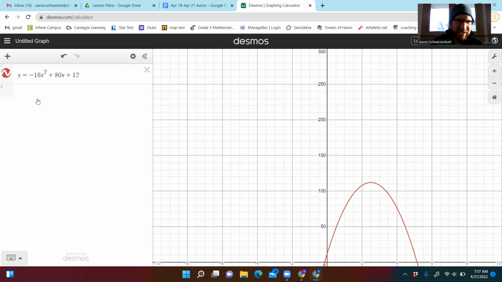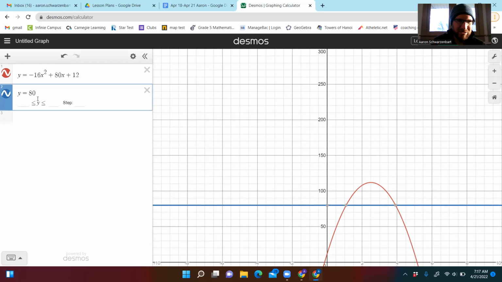But if I want to get, say, what time is it at 80 feet? That wasn't exactly 1 second. So over here, I'm going to plug in y equals 80. I'm actually going to find 2 different times. It's going to be at 80 feet on its way up, and then again on its way down. So I've got 1.086 seconds and 3.914 seconds. Okay.